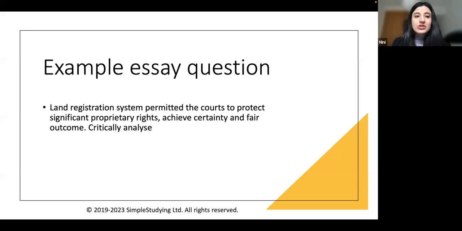Example essay question that you may get about land registration. Land registration system permitted the courts to protect significant proprietary rights, achieve certainty and fair outcome, critically analyze. This kind of example essay question is very common, and I suggest that you practice answering this question with the guidance that I will provide now.